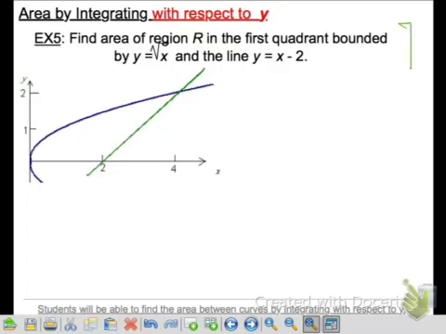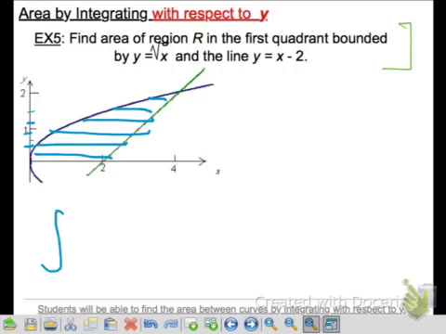Now notice this is the same problem that we had in the other section we were doing with respect to x. But in this case we can actually simplify our problem. With x we had to split this into two regions because we were going from here to here, and then we were going from 2 to 4. But if I do this with respect to y, I can just do it in one shot. Going this way, if I think about these little rectangles as I'm slicing the y-axis, that would be going from 0 to 2 on the y-axis. Again, don't use the 0 to 4. That's going to throw everything off.